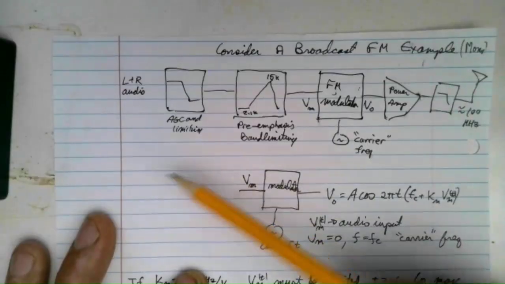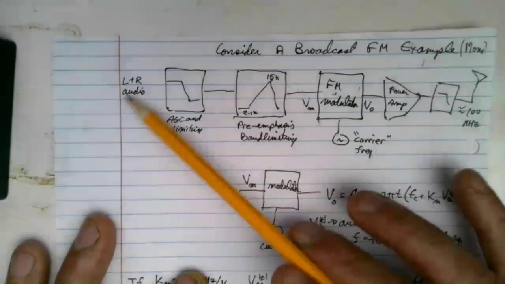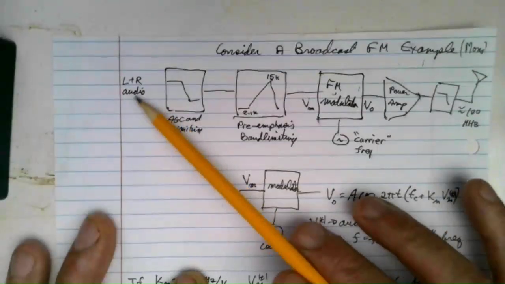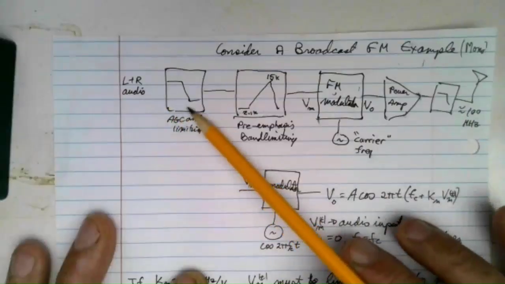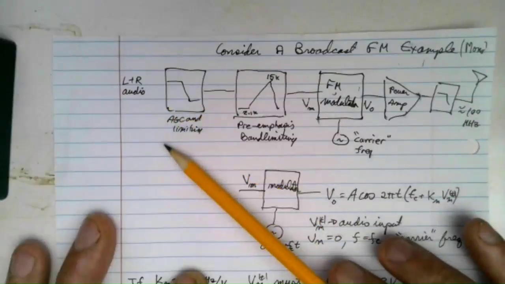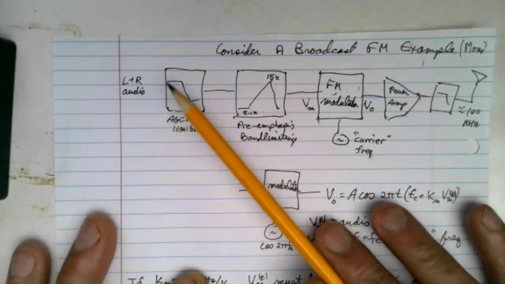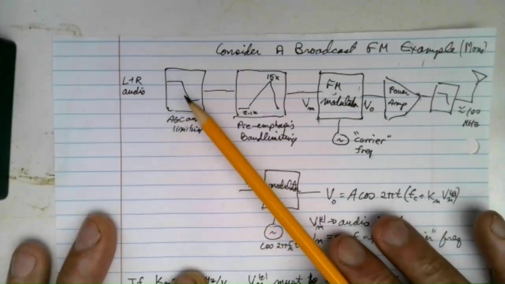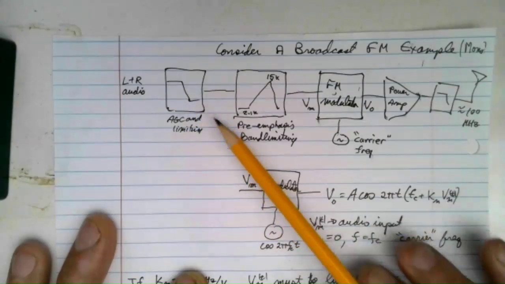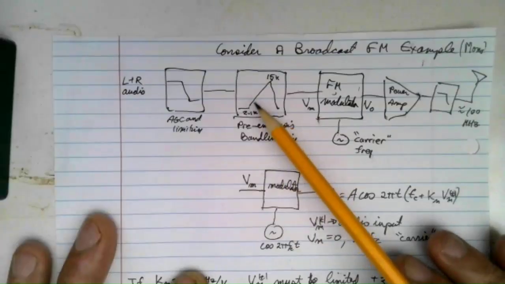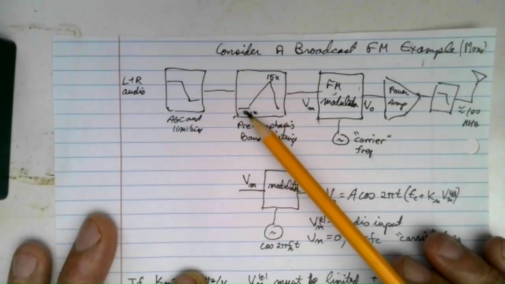So that the mono radios still work, or if you only have a monaural input, just a single input, this would be where your audio comes in here. AGC, that stands for automatic gain control, and limiting. In the case the AGC fails, you have to limit the amplitude here, and we'll talk about why in a minute. Then we have preemphasis, which is a block that is really quite simple electrically.